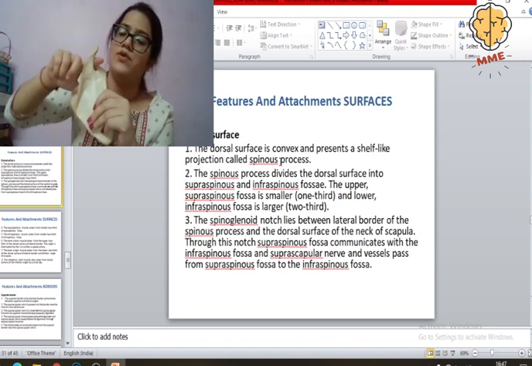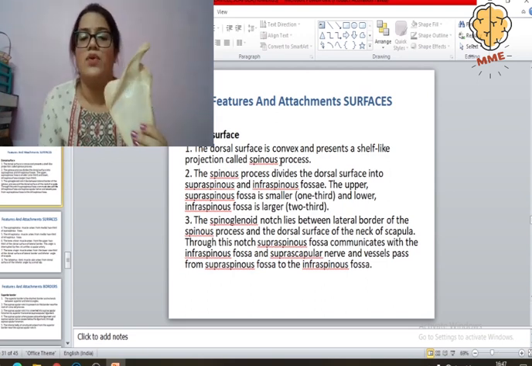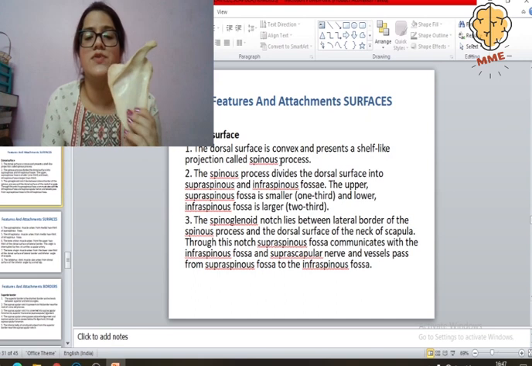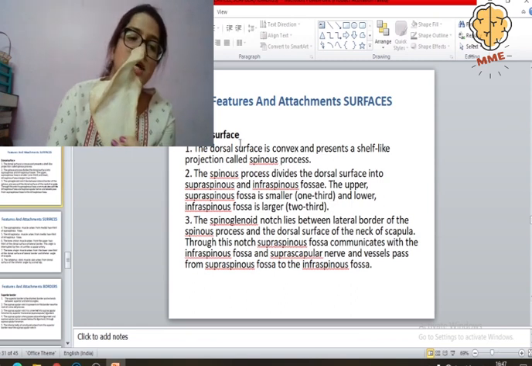Right, so this one can communicate like this. This one can communicate with this one. Now through this notch, the supraspinous fossa communicates with the infraspinous fossa, and the suprascapular nerve and vessels pass from the supraspinous fossa to the infraspinous fossa.